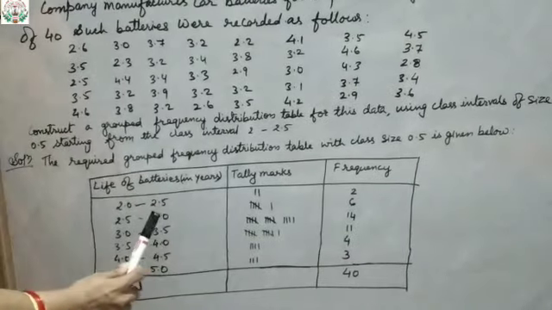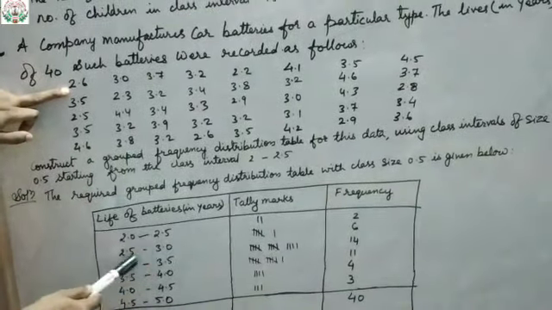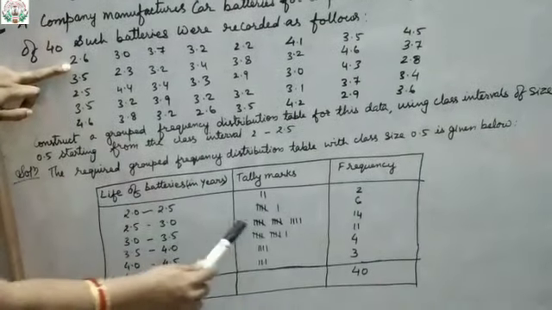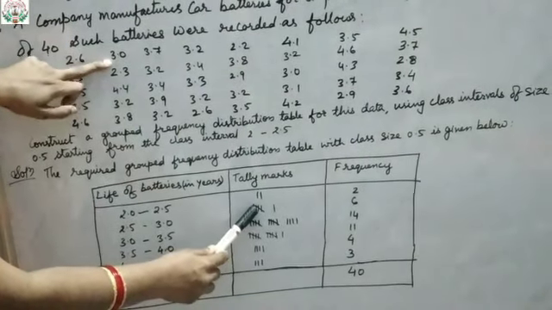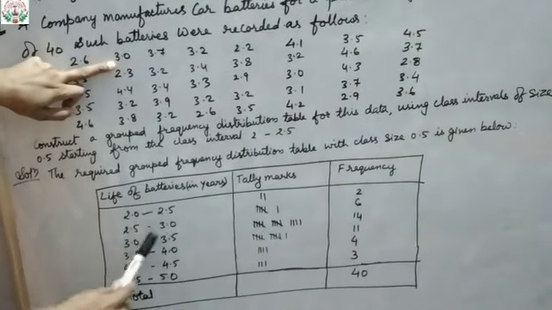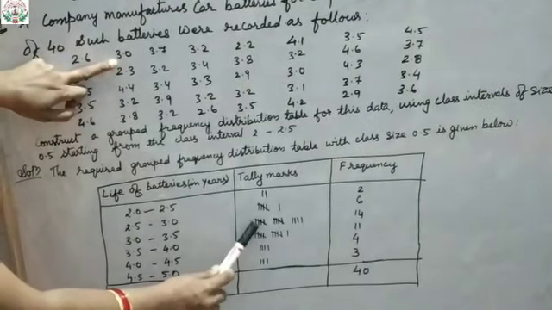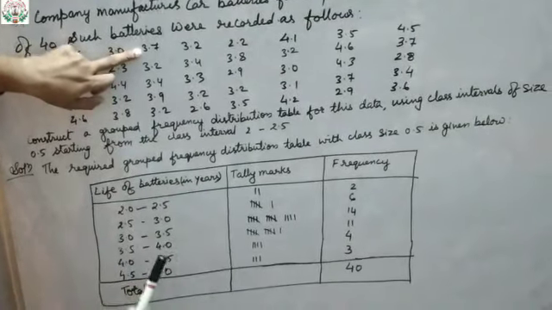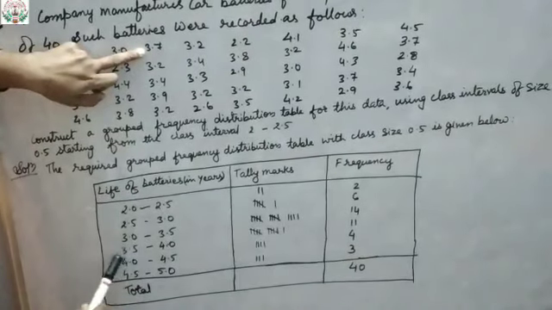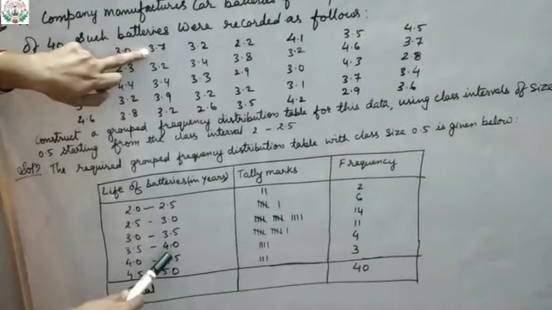Now tally marks. See first one, that is 2.5. So 2.5 means in the second class interval it will match. So here one line. Then 3. Next one is 3. So 3 means here it will be coming in the third class interval, not in the second one. So here one line. Then again 3.5 and 3.7. So 3.7 will come in the fourth class interval, that is between 3.5 to 4.